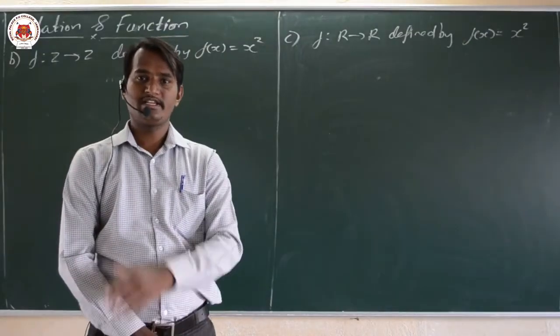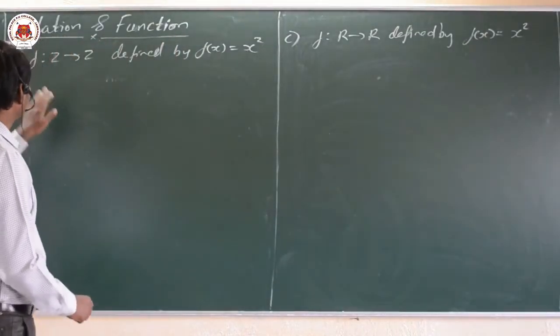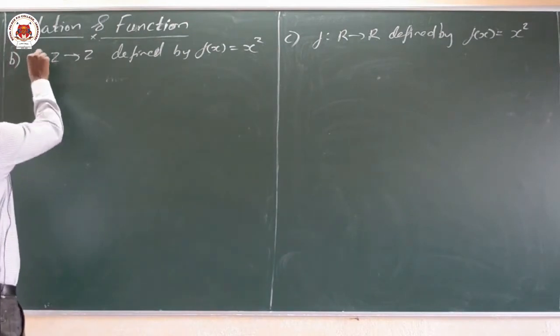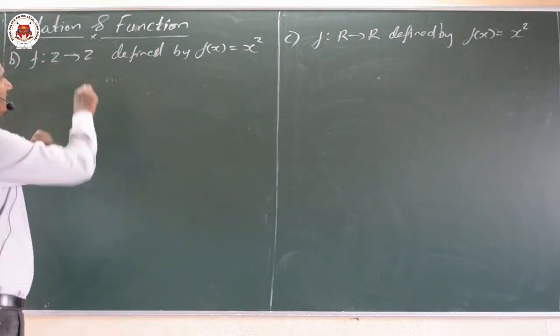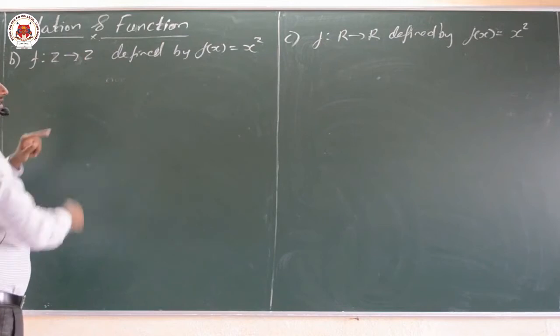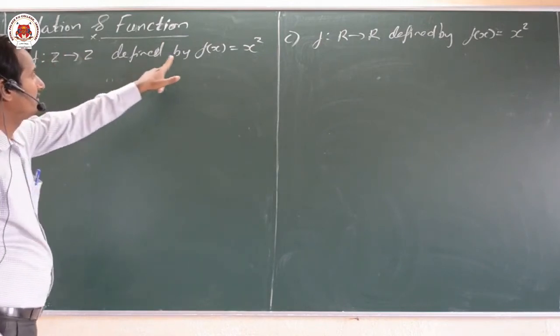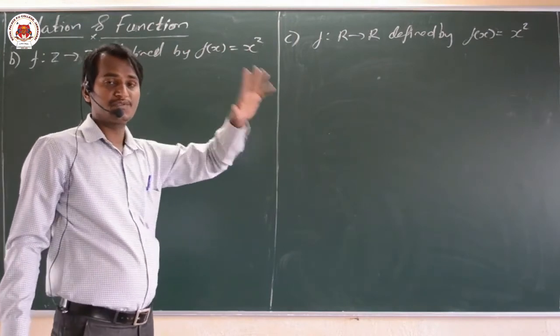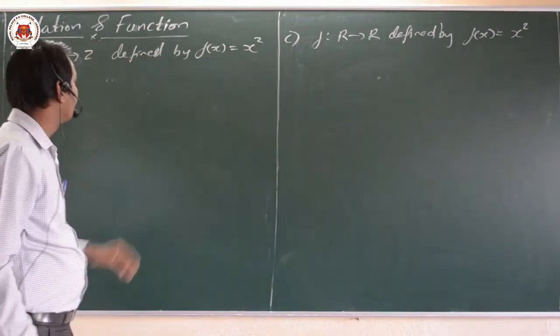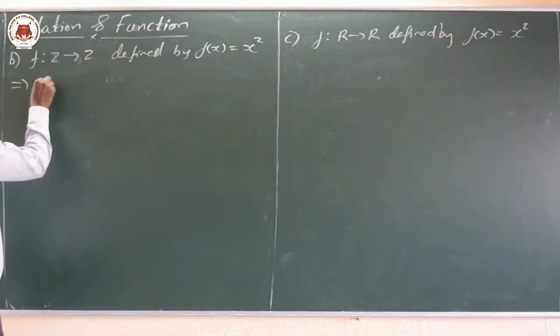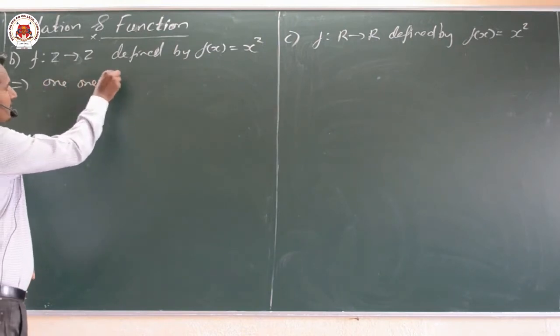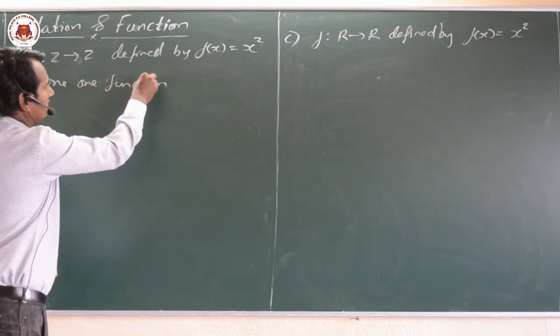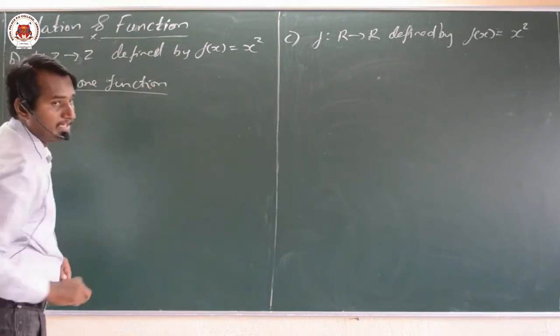Okay, dear friends, let us move on to the next problem: a function f from Z to Z, that is integers to integers, defined by f of x equal to x square. The previous problem was from natural numbers to natural numbers. Now let us check for the 1-1 function. Dear friends, be attentive.